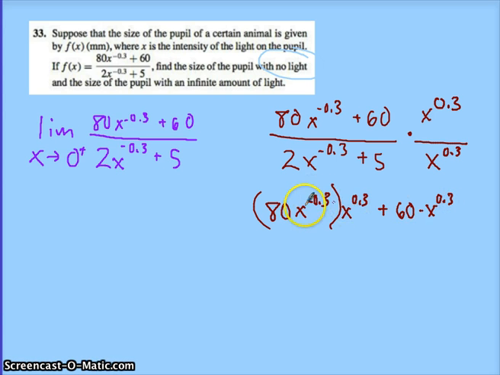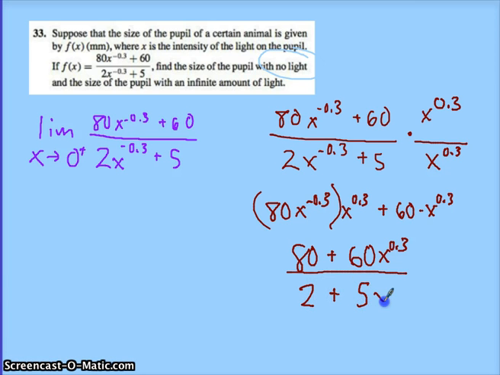Remember, bases are the same. Add the exponents. I can see that when I add these exponents, I'll just get 0. x to the 0 is 1. So in the numerator, hoping you can see, it is just simply going to be that. In the denominator, same idea. We're going to get 2 plus 5 times x raised to the 0.3 power. No problem.